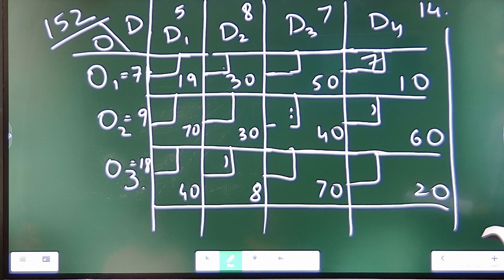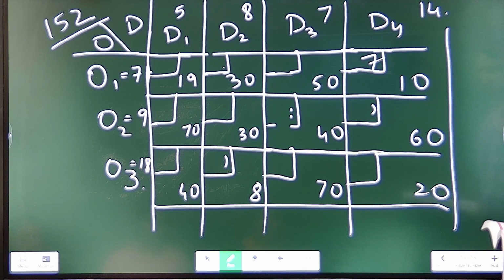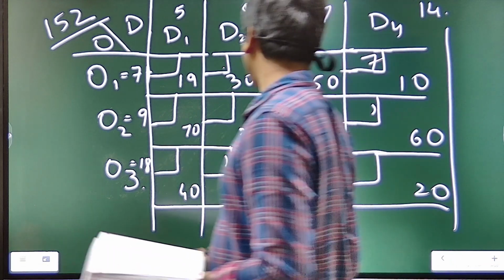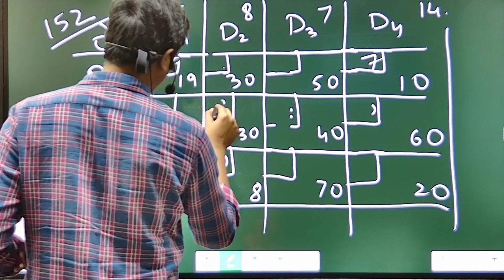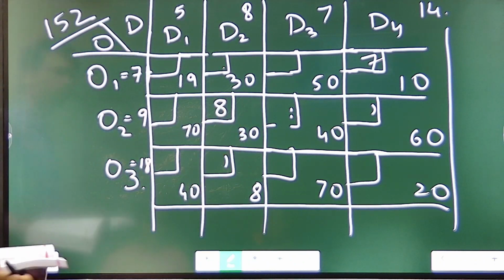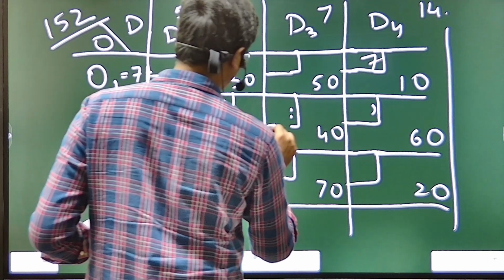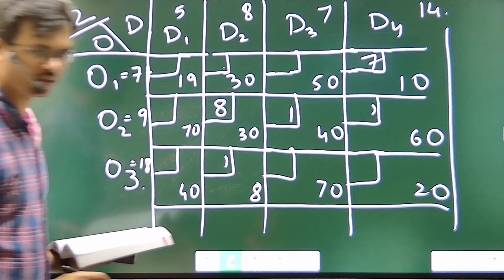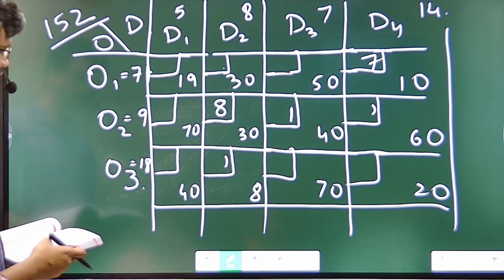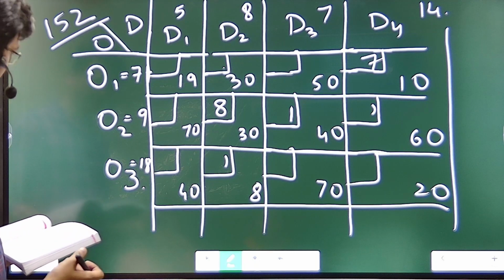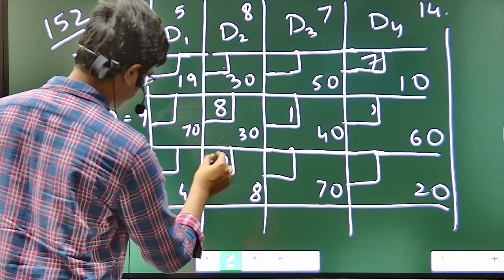Yes? Okay. Now go to the second row. Now which has the minimum cost here? 30. So you cannot completely give 9 because it has a capacity of 8. So you will have to give 8. And next, you will have to go with the next minimum, 40. Will be 1. Okay? Third one. Minimum is 8. And you have a capacity of 0. You cannot give anything here.